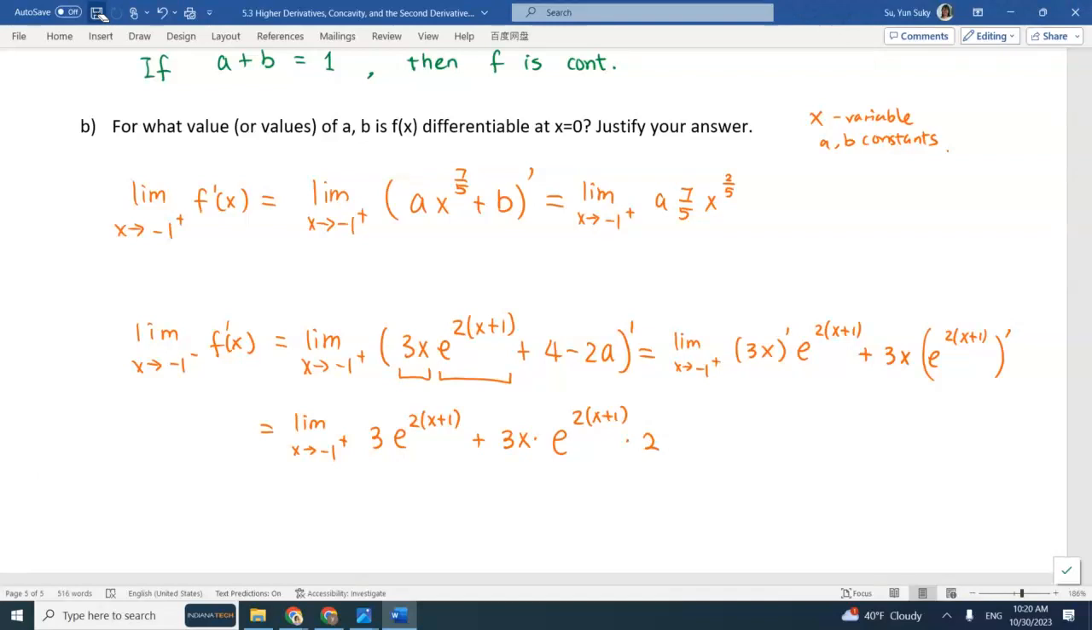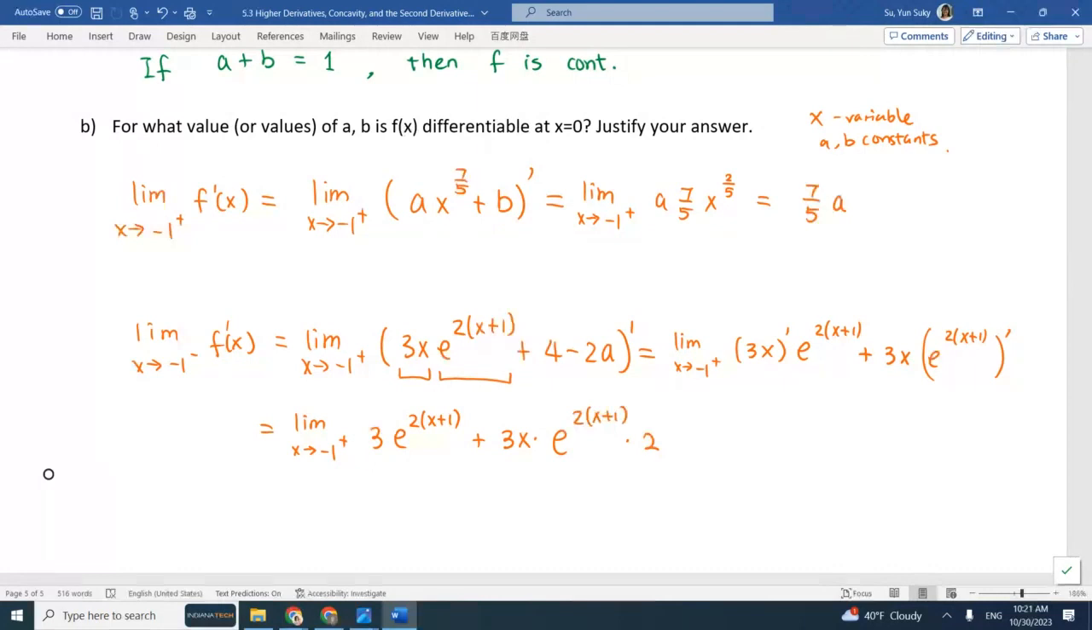Oh, and then let's go back to the first one. Sorry, we haven't finished. We still have the x. We should plug in x = -1, right? Oh, but (-1) squared is 1, right, everybody? So up there, when we plug in -1, we just get 7/5 a. Right, everybody?